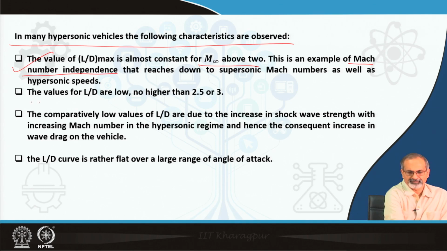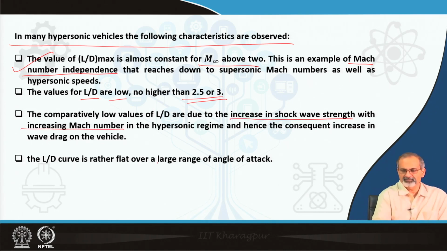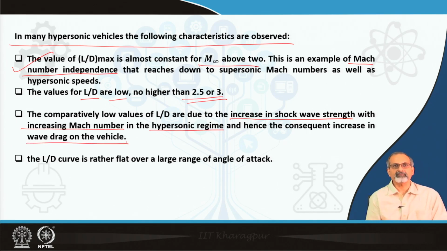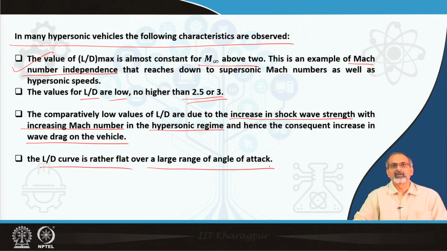The value of L by D in general are low in the hypersonic regimes, generally not higher than 2.5 or 3. The comparatively low values of L by D are due to the increase in shock wave strength with increasing Mach number in the hypersonic regime, and hence the consequent increase in the wave drag on the vehicle. The L by D curve is rather flat over a large range of angle of attack. So, see, these are some of the general trends that we talk about.